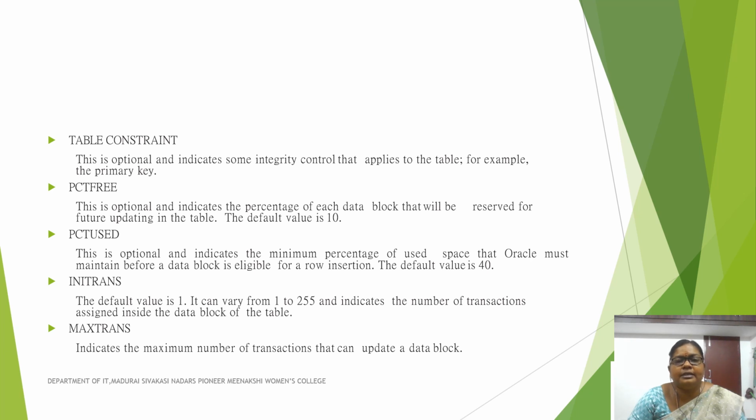Next argument, PCT used. This is again an optional one. It is the minimum percentage of used space that Oracle must maintain before the data block is eligible for new insertion. The default value for this is 40. Next, initial transaction. The default value is 1 here, and it can vary from 1 to 255. It indicates the number of transactions assigned inside the data block of the table.